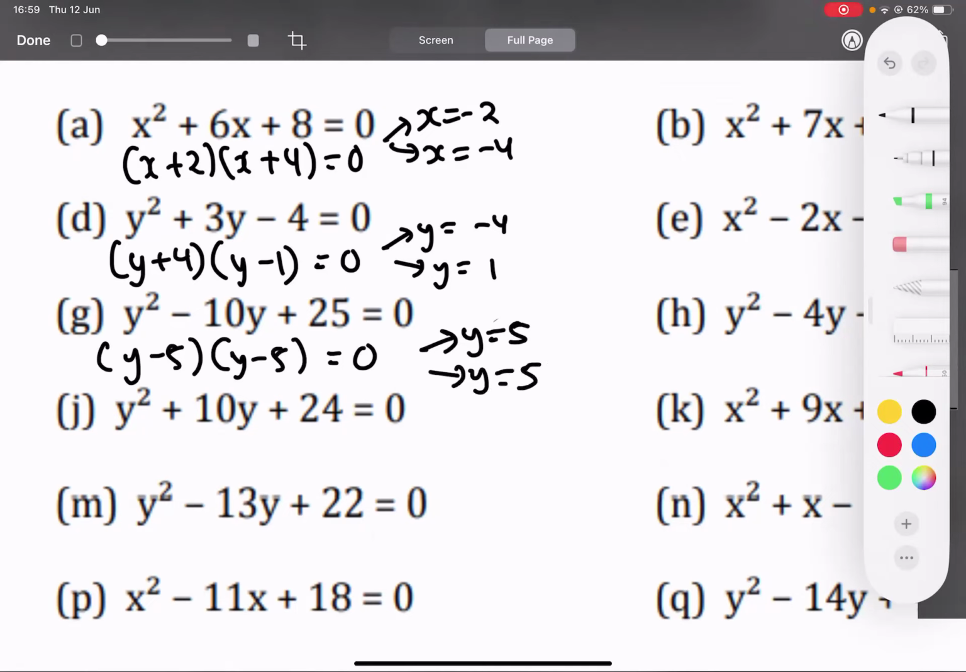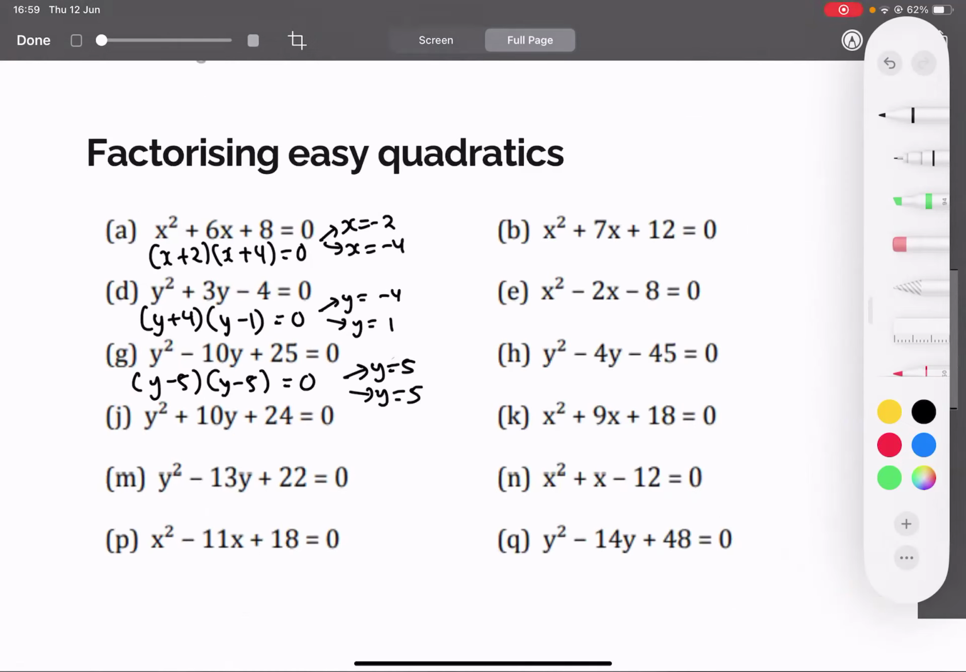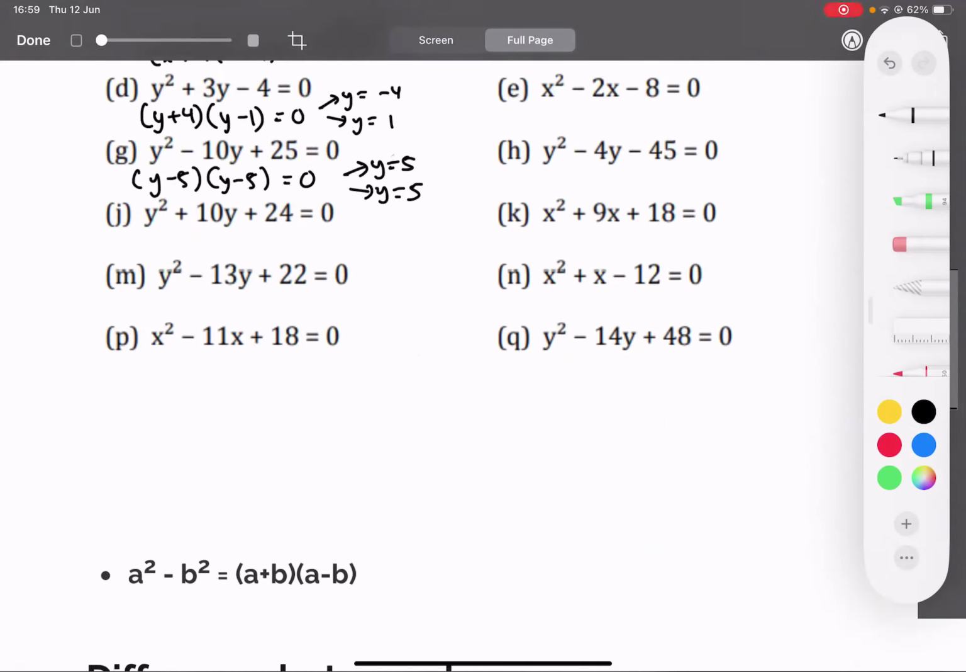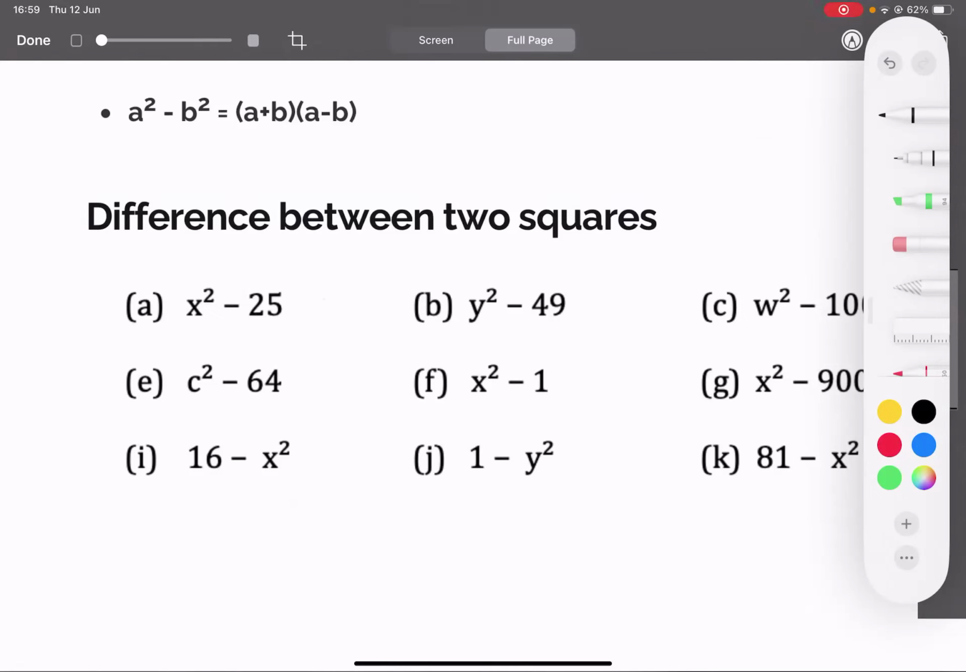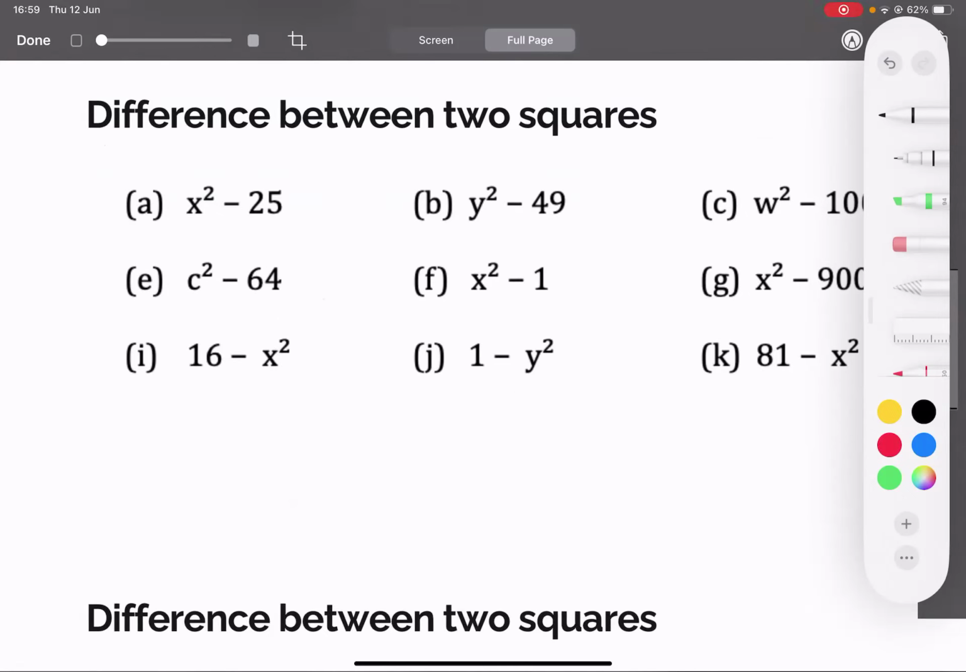We'll practice all together, but let's look at the other type. We'll do this first and then we'll do one more type. This one, there's two methods. One is just memorizing the pattern, which I'll show you in a second. First, I'll show you the long method. So if I look at the first question, I would write x squared plus 0x minus 25 equals 0.